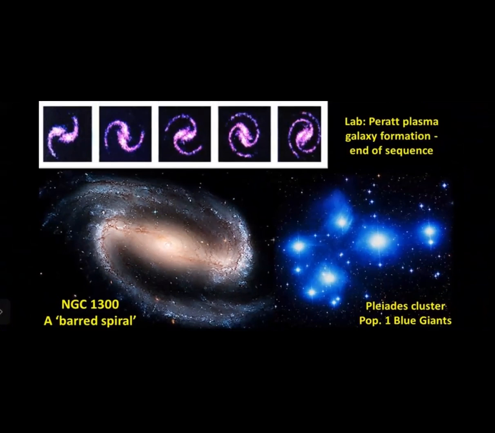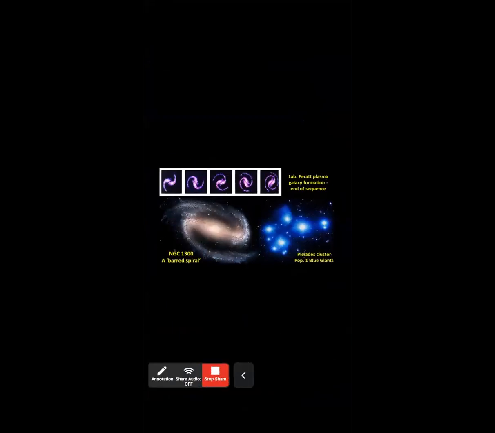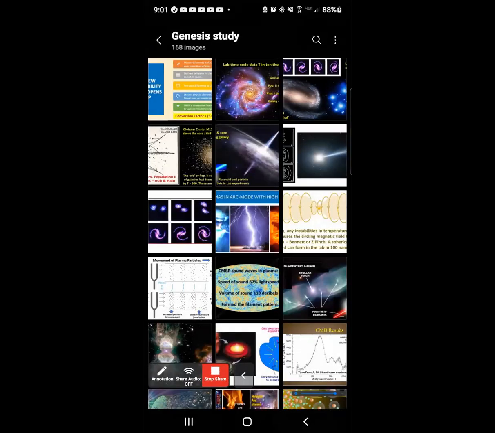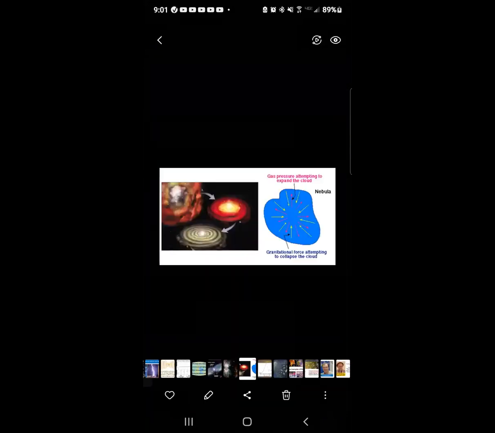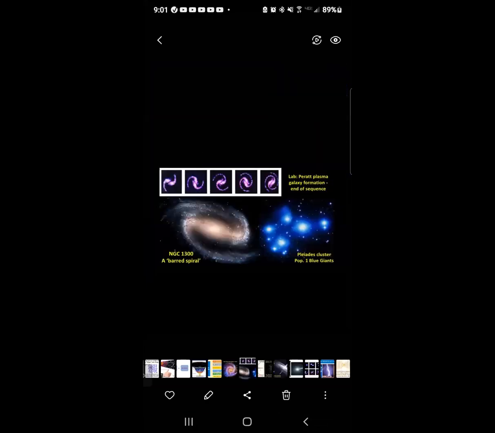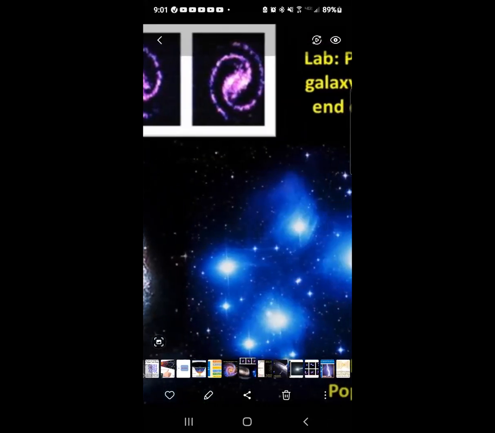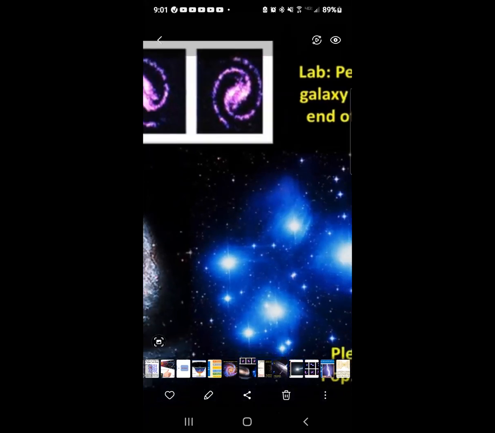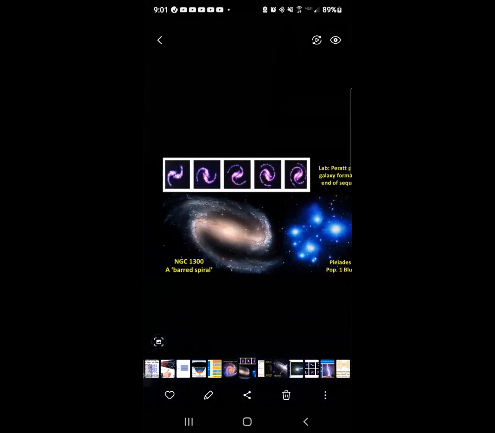Now, this is where it gets very interesting. Under nuclear forces and gravitational forces, which is the common understanding of how our universe was formed via this nebular hypothesis, under those circumstances, you cannot recreate galaxies in the lab with nuclear forces. You cannot recreate them with gravitational forces, but you can recreate them with electromagnetic forces.